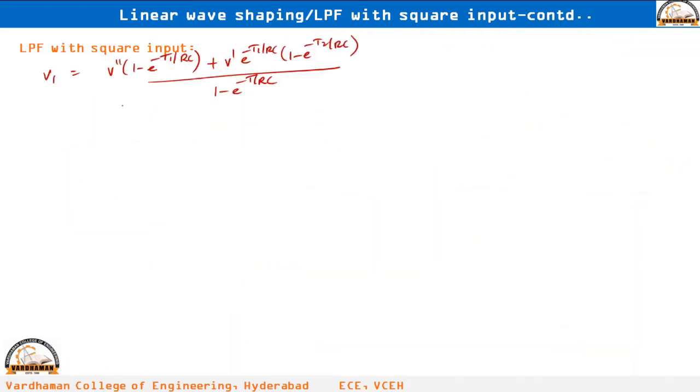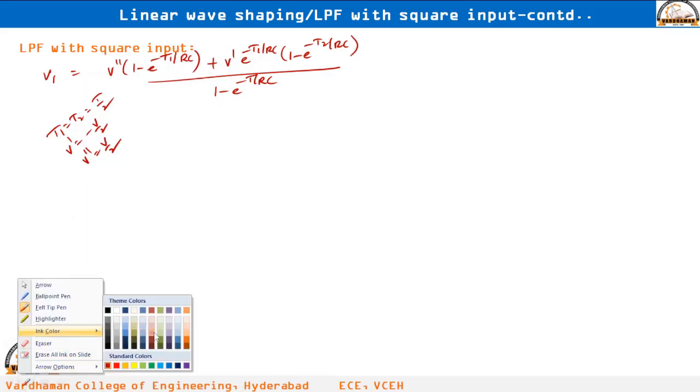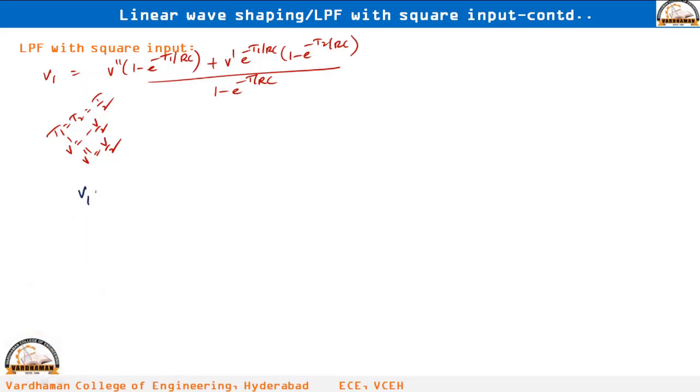So, now we are substituting all those values: T1 is equal to T by 2, T2 is equal to T by 2, V dash is equal to minus V by 2, V double dash is equal to V by 2. Then we will see what V1 becomes. V double dash means V by 2, V dash means minus V by 2.